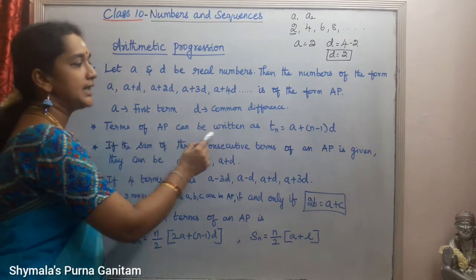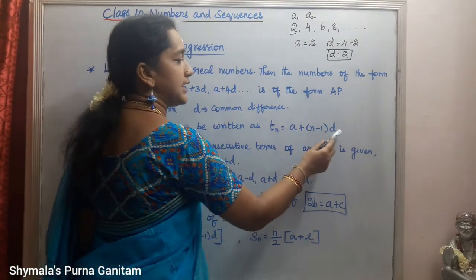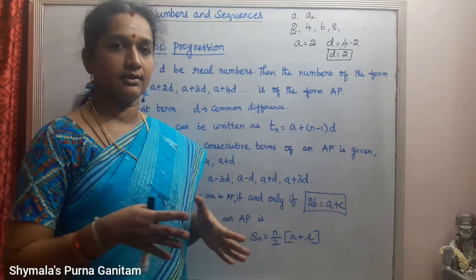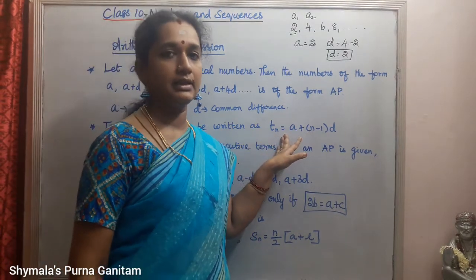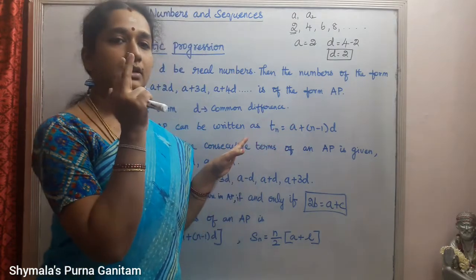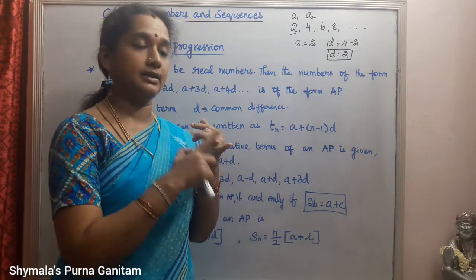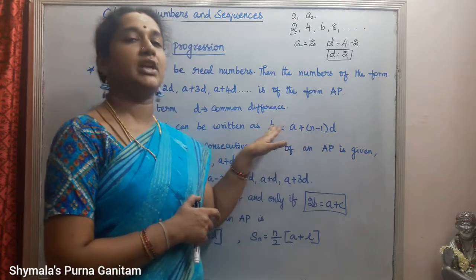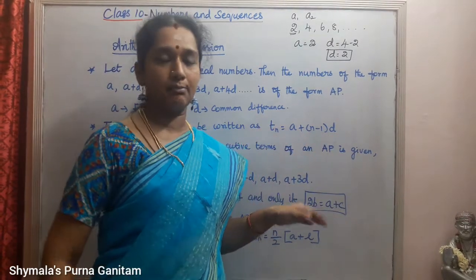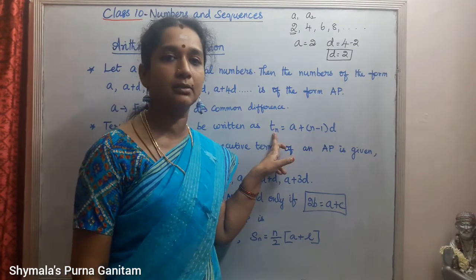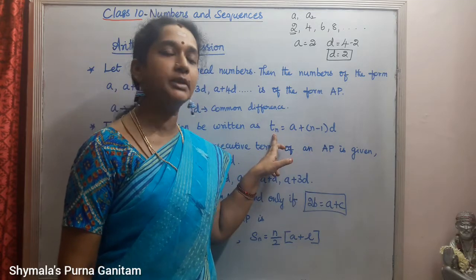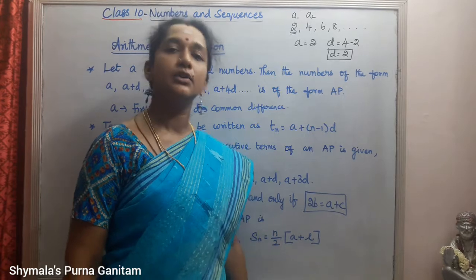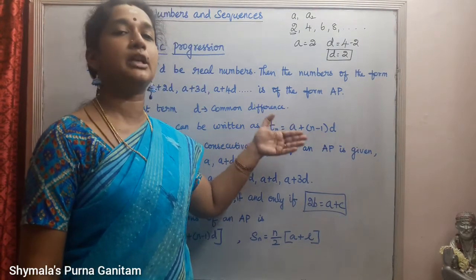Then the terms of an AP can be written as Tn is equal to A plus n minus 1 into D. If A and D are given and we are asked to find the first two terms or the sequence, A is the first term, so we can use this formula to find the terms of the AP. Other than that, if we are asked to find the 15th term, 16th term and so on, if A and D are known, T15 is equal to A plus 14D. If we substitute the A and D values in that, we can find the 15th term. Like that, whatever number of terms is asked, we can find using this formula.